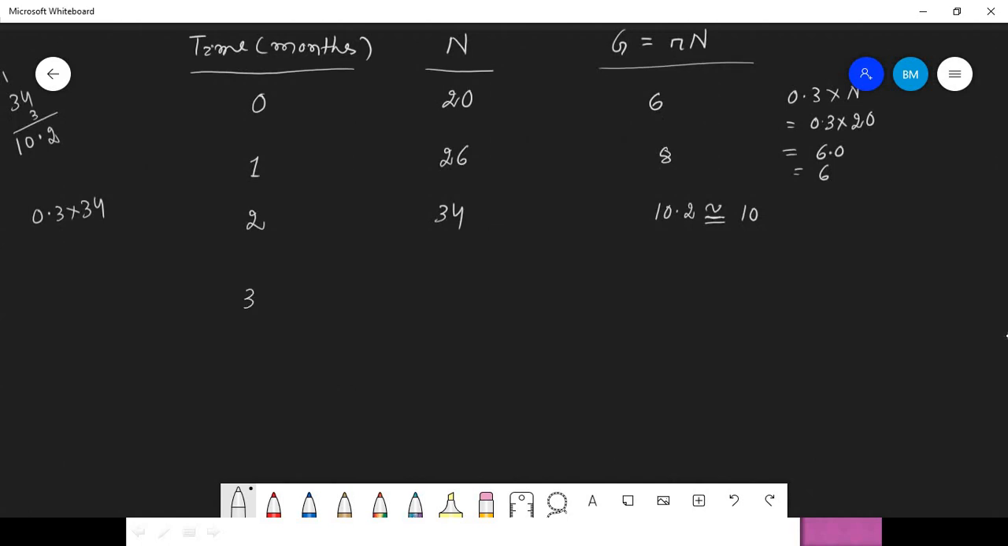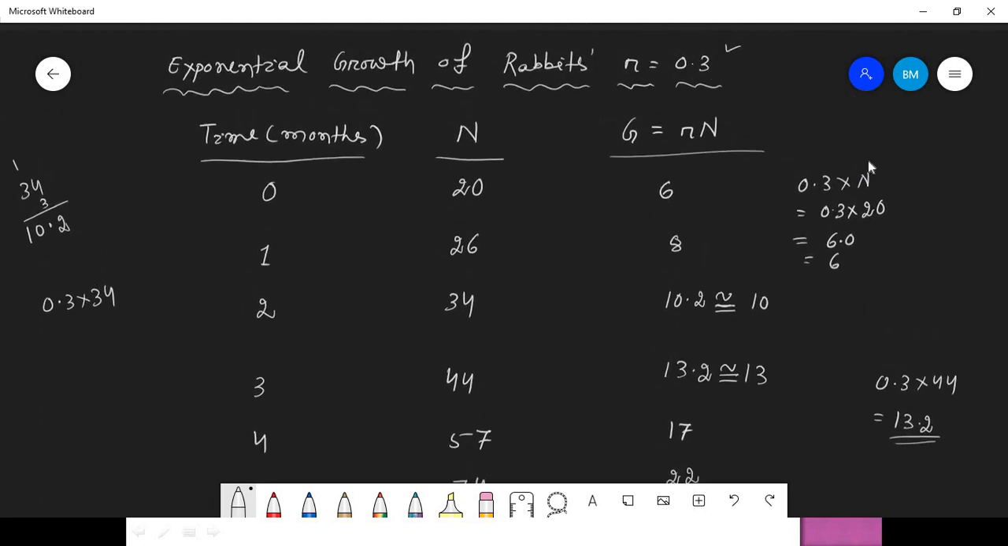In the 3rd month N will be 44 and G will be 13. In the same manner you can calculate 0.3 into 44, which equals 13.2, and we are writing it as 13. When time is 4 and N is 57, G would be 17. For 5, you calculate it and put the round number: N is 74 and G would be 22.